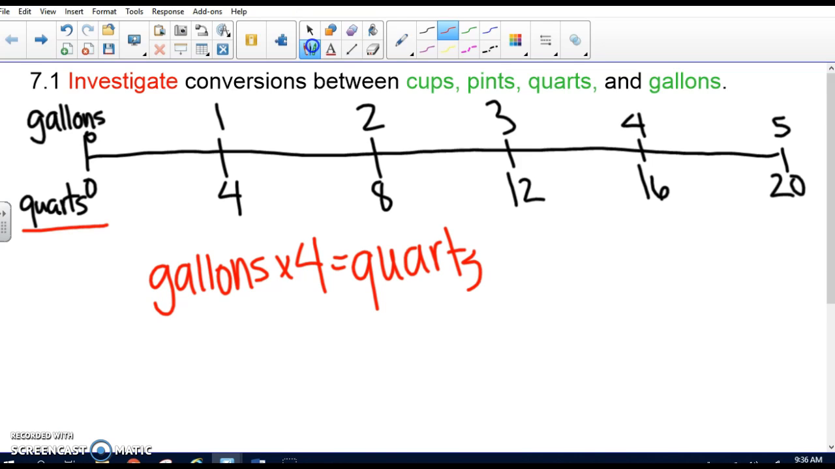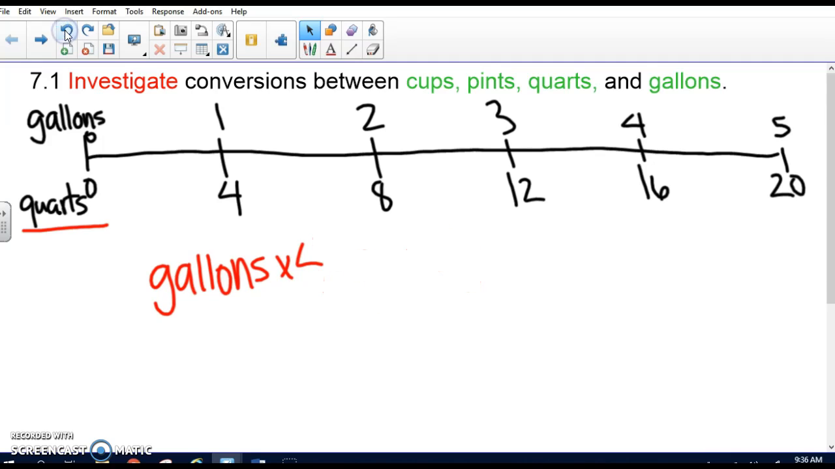So just to test that, 1 gallon times 4 equals 4 quarts. 2 gallons times 4 equals 8 quarts. 3 gallons times 4 equals 12 quarts. 4 gallons times 4 equals 16 quarts. 5 gallons times 4 equals 20 quarts. Thumbs up, thumbs down, thumbs sideways. How you feeling about gallons to quarts? Are we okay with the language that we're quarts? Are we okay with times 4, right? Good.